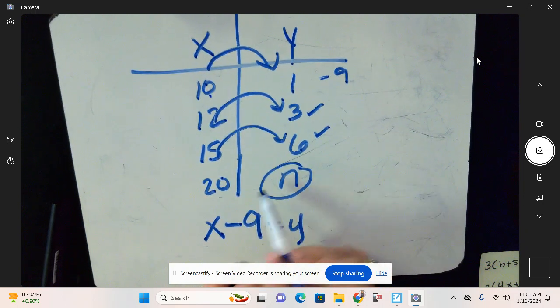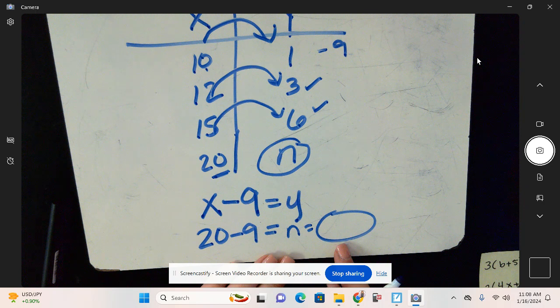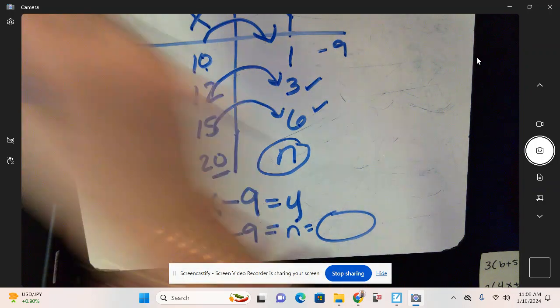So if I plug in 20, where my X is, 20 minus 9, I get what N should equal. And this is going to be the answer that you put into Edulastic. So I would punch this into my calculator and I would circle my answer, because this is what you're going to put into Edulastic on number 7. Okay?